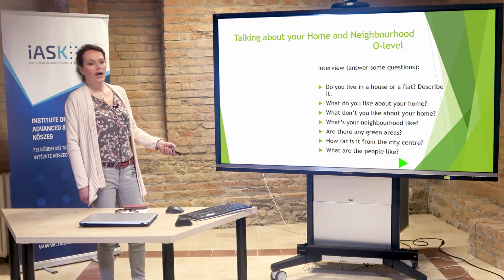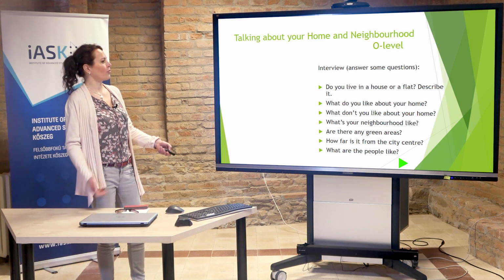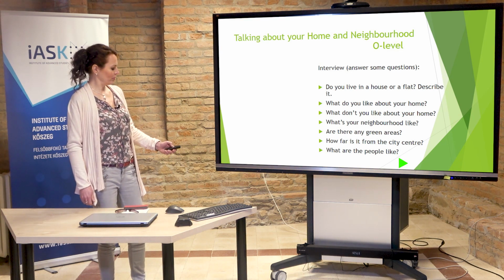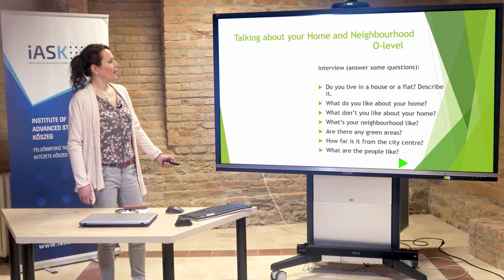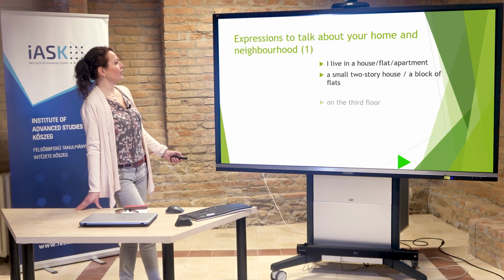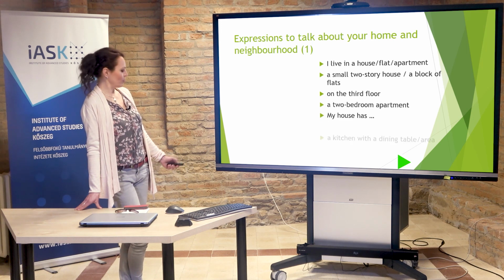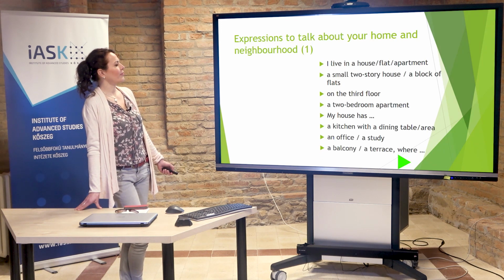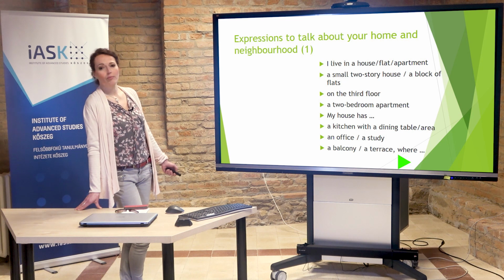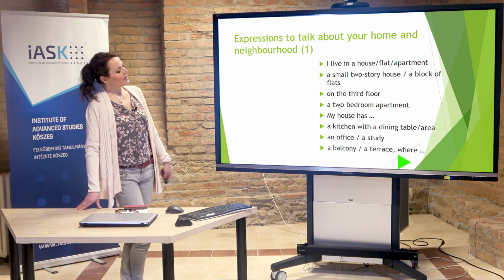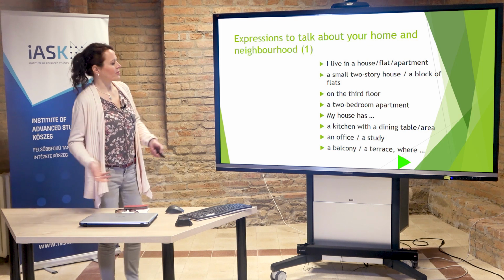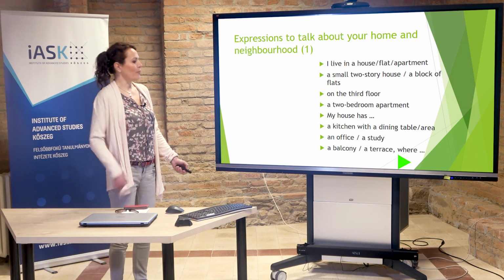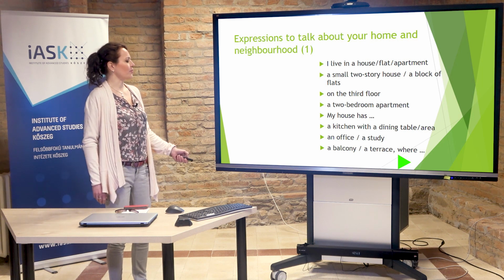All right, now I have presented how to talk about your home and neighborhood, but I'd like to go on to help you with some expressions when you want to talk about the same topic. So I live in a house, a flat, or an apartment, in a small 2-story house, or in a block of flats on the 3rd floor. It's a 2-bedroom apartment. You can make sentences like, my house has this or that, or my flat has a balcony, a garden, a terrace, whatever.